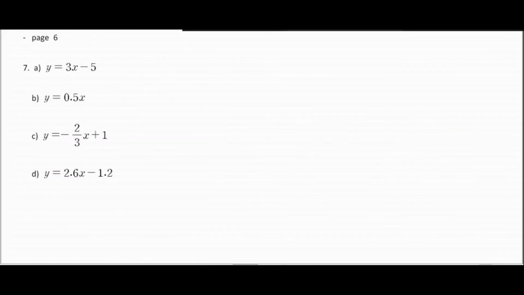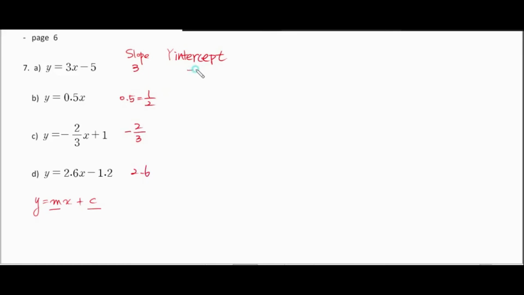This is question 7. In this question, we should find the slope and y-intercept in each of those linear expressions a, b, c, and d. So, do you remember y equals mx plus c that we just did before? Right here, the m was the slope and the c was the y-intercept. So then let's just write this out. For a, the slope is 3. In case of b, it's 0.5 or 1 over 2 or half. And c is minus 2 over 3. And lastly for d it is 2.6.